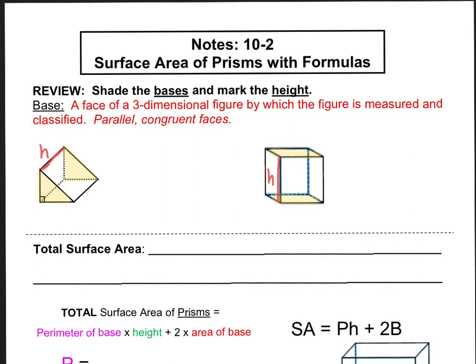So just a reminder that a base is a face of a three-dimensional figure by which the figure is measured and classified. And for a prism, they have to be parallel and congruent, which means across from each other and exactly the same. So, a couple definitions here. The first one is total surface area. And it's just like it says, it's the total of all the outside area. So it's the sum of all faces of a figure.